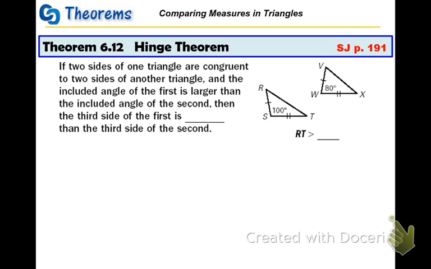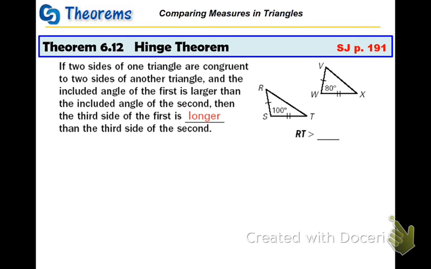And what happens is, in the hinge theorem, if 2 sides of one triangle are congruent to 2 sides of the other, and you'll see that they are marked with these dashes, and the included angle of the first is larger than the included angle of the second, then the third side of the first triangle is longer than the third side of the second triangle. What that means, every angle corresponds with a side, and it's the side directly across from it. Every side corresponds with the angle directly across from it.